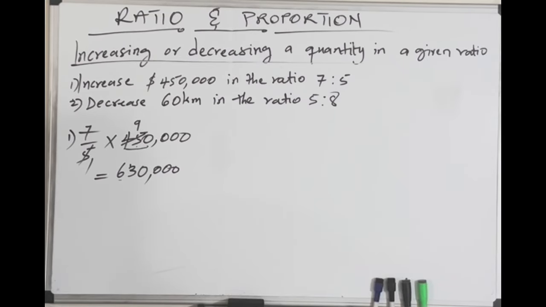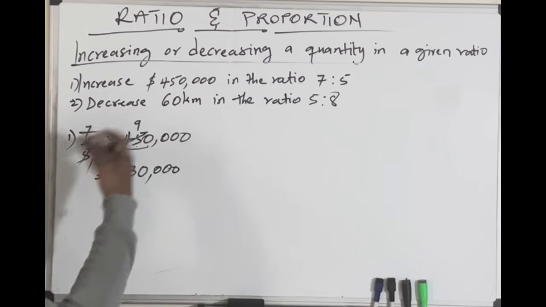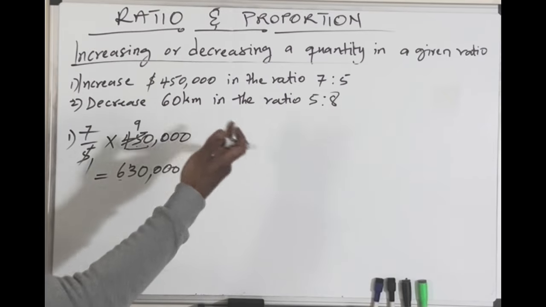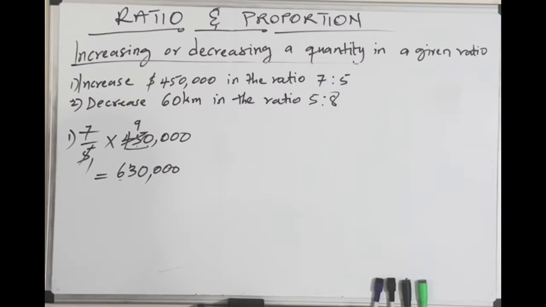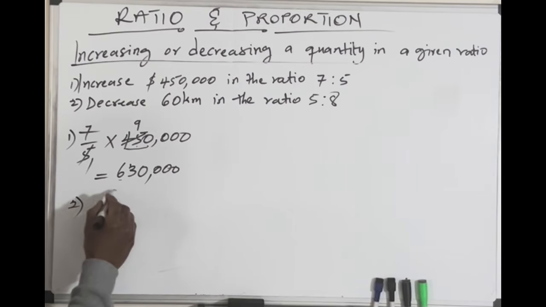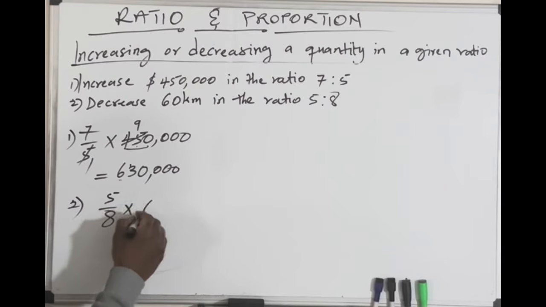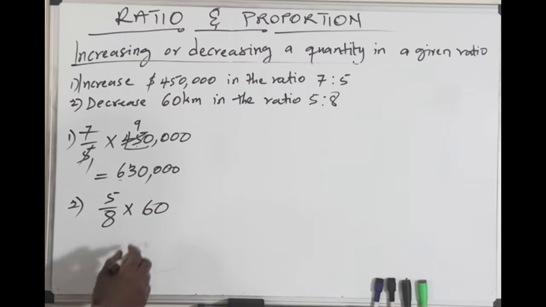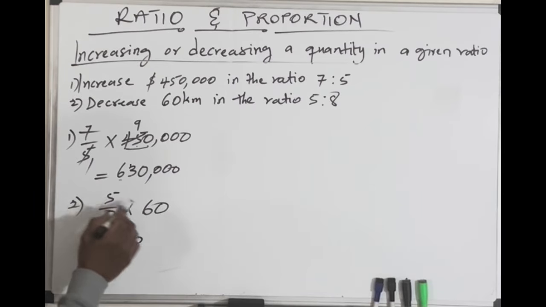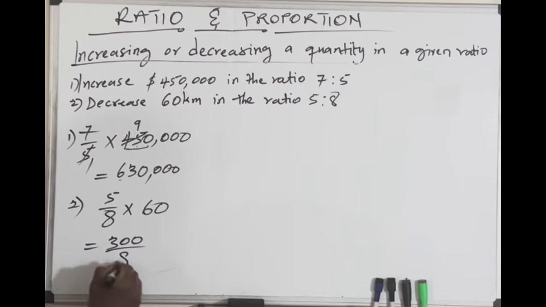Very simple steps. Okay, decrease 60 kilometers in the ratio 5 is to 8. This time around, we have to break it down. We have to decrease it. So let's see, question 2. 5 over 8 times 60. We can cancel. 5 times 60 is what? 300, right? Because 5 times 6 is 30, and then plus the 0, over 8.